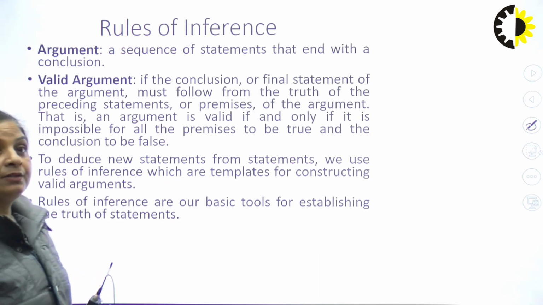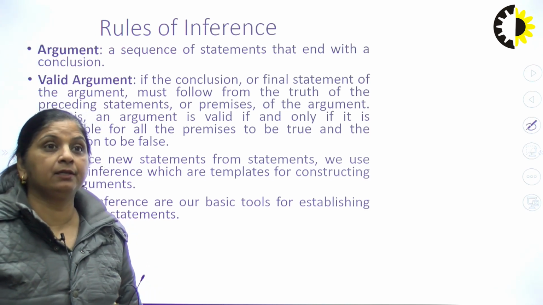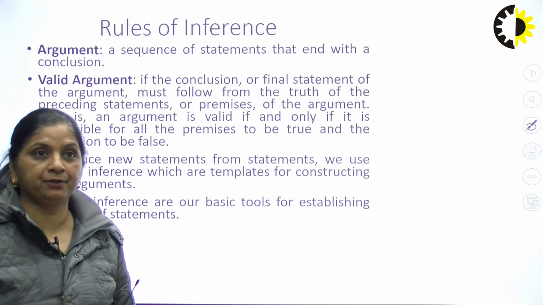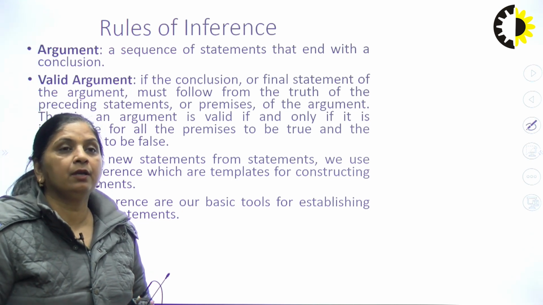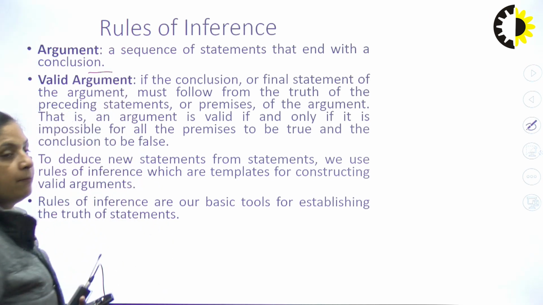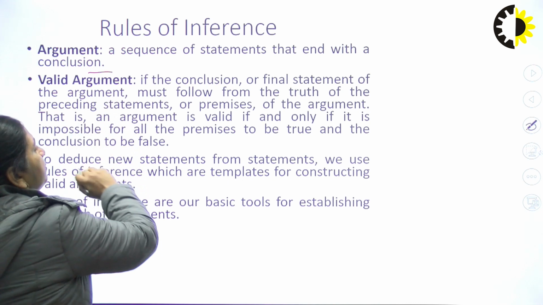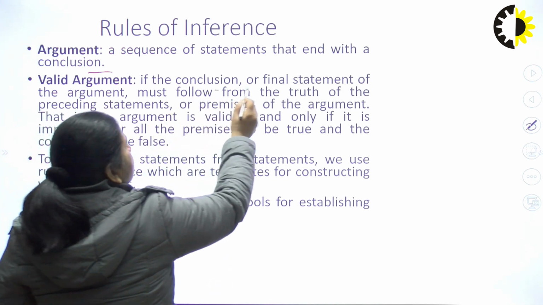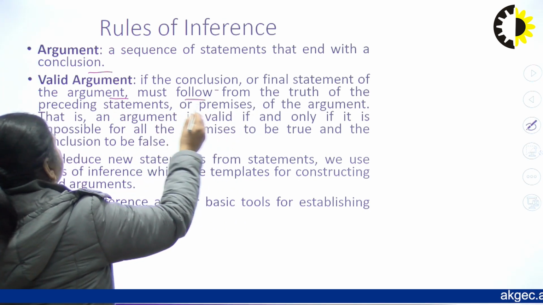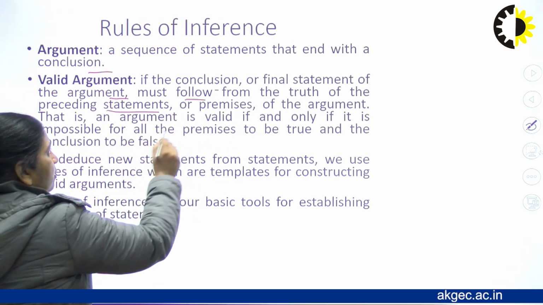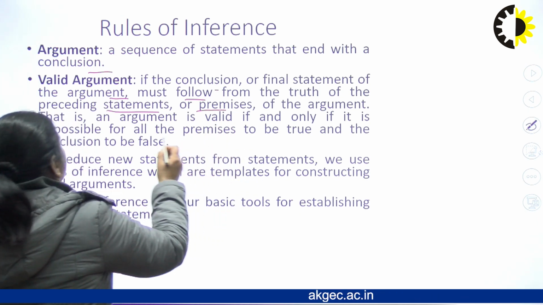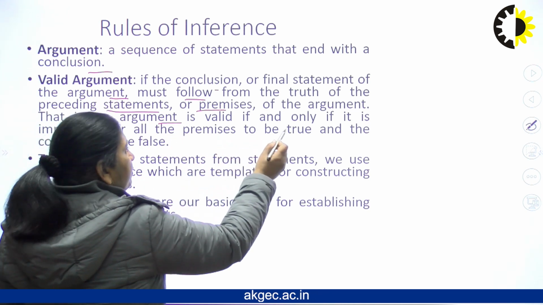Now what is the important thing in predicate logic? We can check arguments, the validity of an argument. What is an argument? An argument is a sequence of statements that ends with a conclusion. What is a valid argument? The conclusion, or the final statement of the argument, must follow from the truth of the preceding statements, or premises. So we are given some premises of the argument.